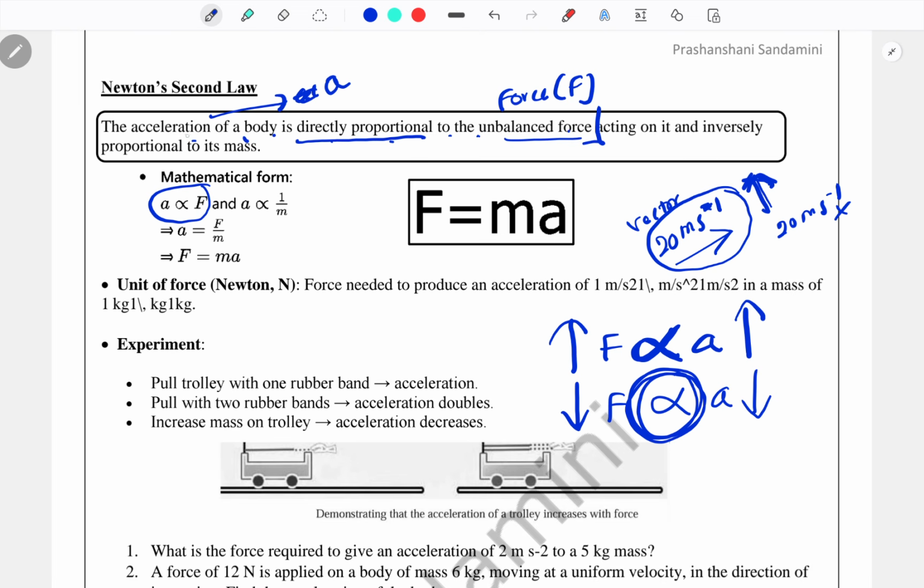Taking the relationship between the unbalanced force and acceleration, if you increase the force, acceleration also increases, and if you decrease the force, acceleration also decreases.